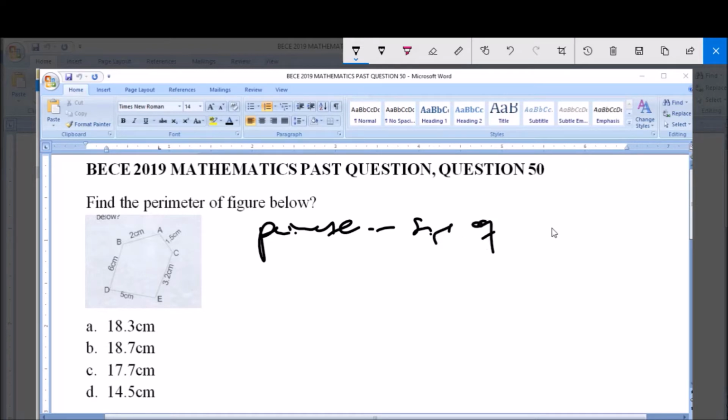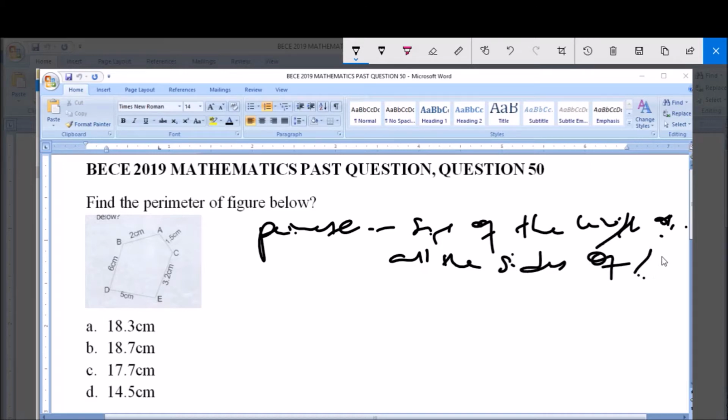So the perimeter will be equal to the sum of the length of all the sides of the shape. So the perimeter is equal to the sum of all the sides, that is the sum of the lengths of all the sides of the shape. So therefore, we'll add all these lengths together to find the perimeter of this figure.